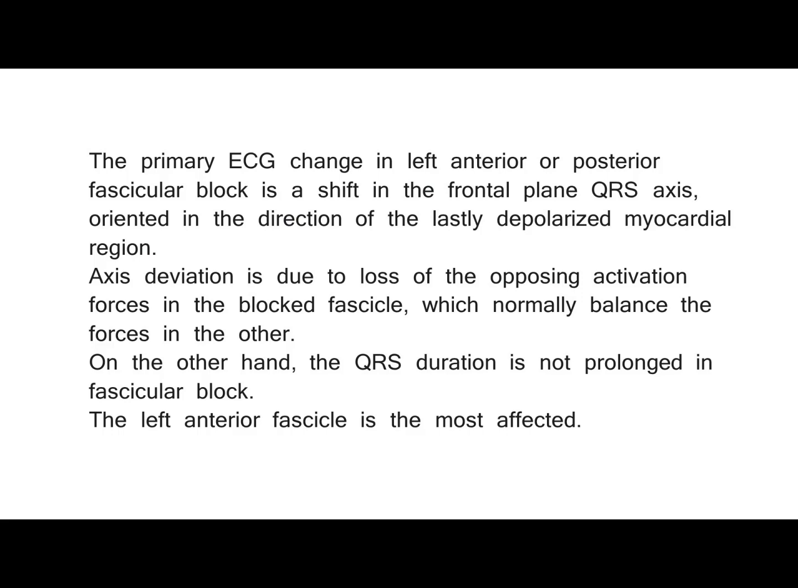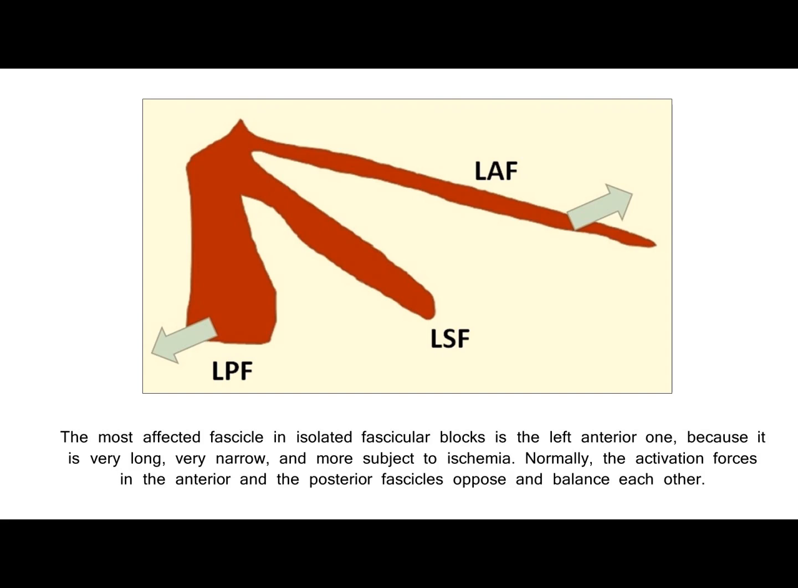The left anterior fascicle is the most affected. The most affected fascicle in isolated fascicular blocks is the left anterior one, because it is very long, very narrow, and more subject to ischemia. Normally, the activation forces in the anterior and the posterior fascicles oppose and balance each other.